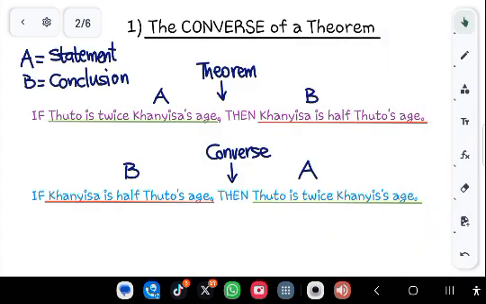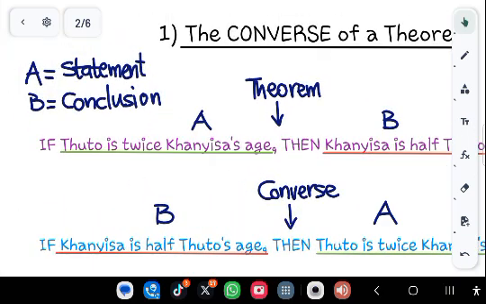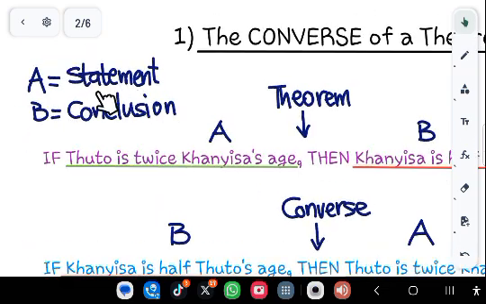First, let's look at what a converse of a theorem is. But before we do that, let's look at what a theorem is. A theorem is basically a mathematical proposition made up of two important parts. The first part is the statement, which tells you what you are trying to propose. And the second part is the conclusion, which tells you what you then conclude based on what the statement says.